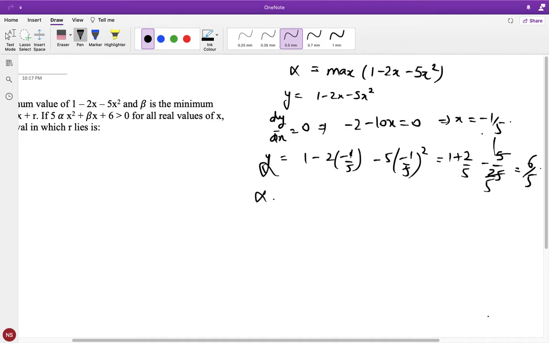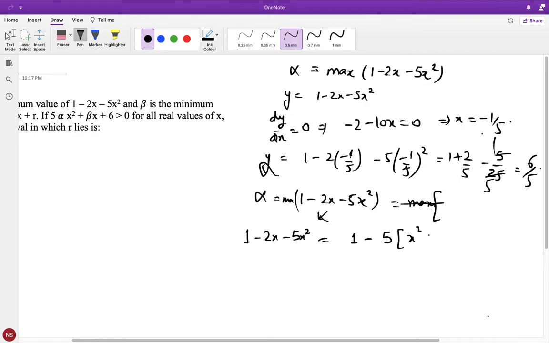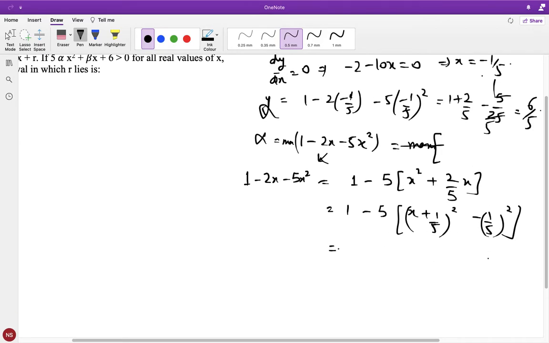There is another way to do it, which is perfecting the squares, right? So this is the maximum value. Let us try to solve this. 1 minus 2x minus 5x square is equal to 1 minus 5 common, x square plus 2 by 5 x, equals to 1 minus 5 into x plus 1 by 5 whole square minus 1 by 5 whole square. So minus and minus will be plus. So 5 by 25 is 1 by 5. 1 plus 1 by 5 is 6 by 5.